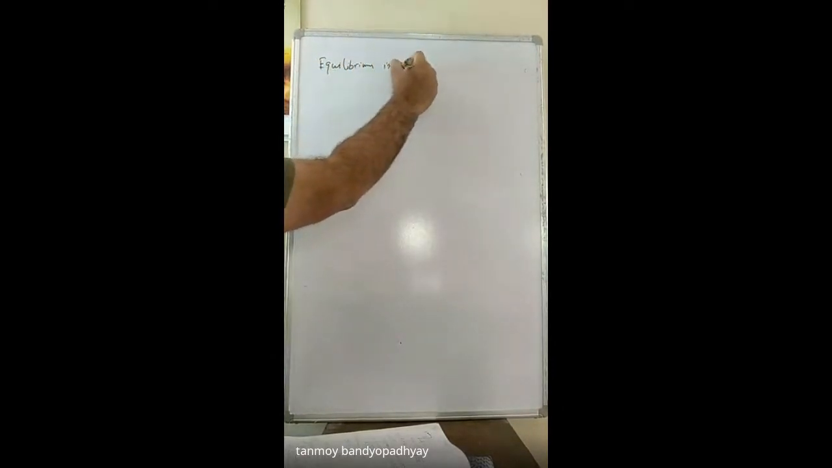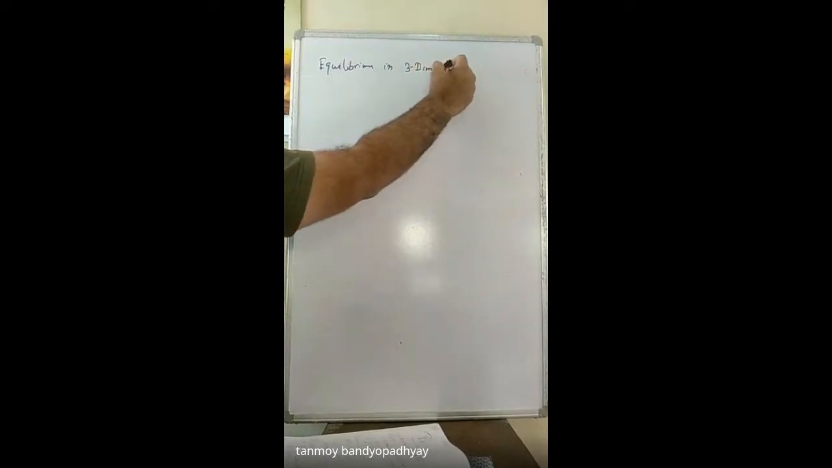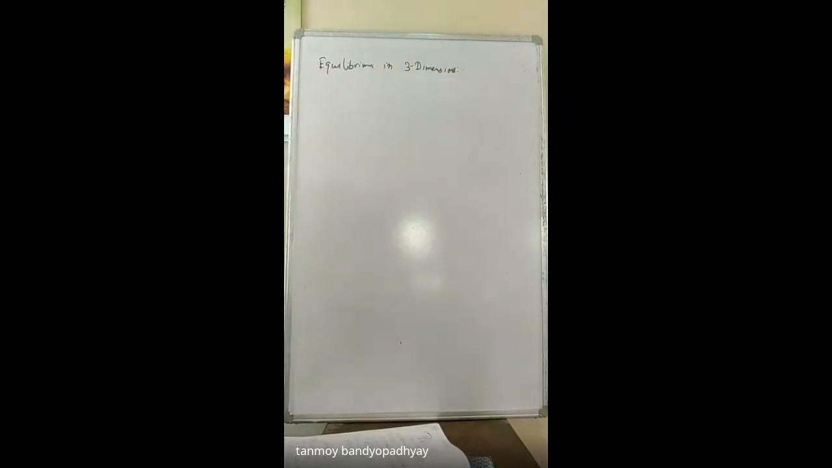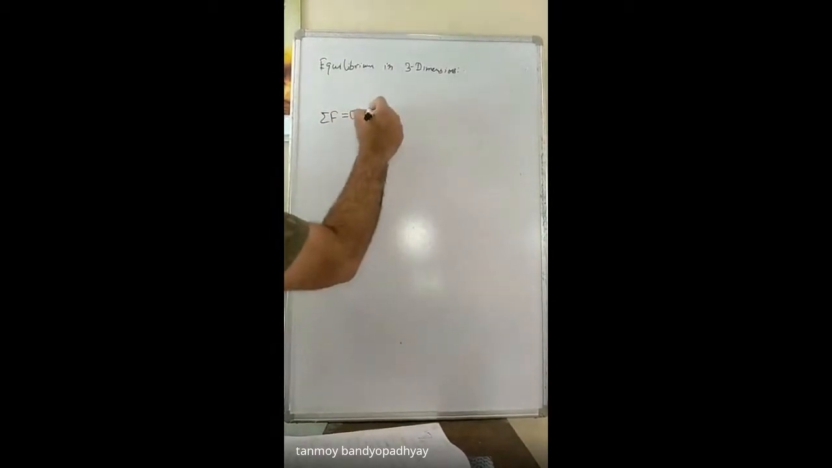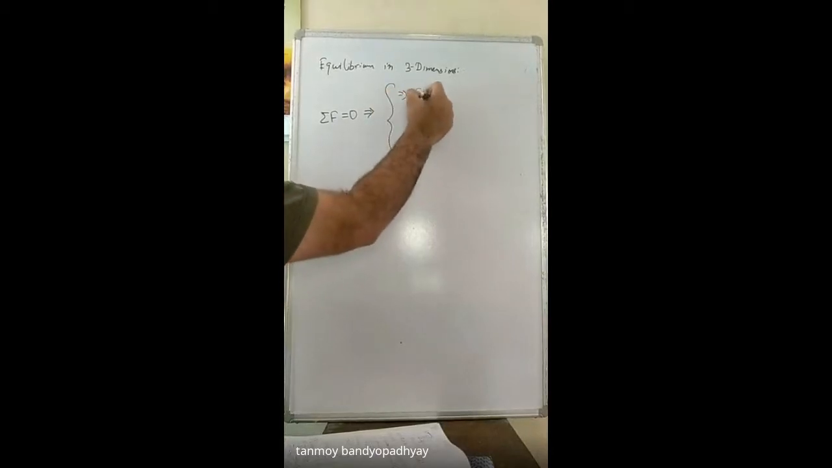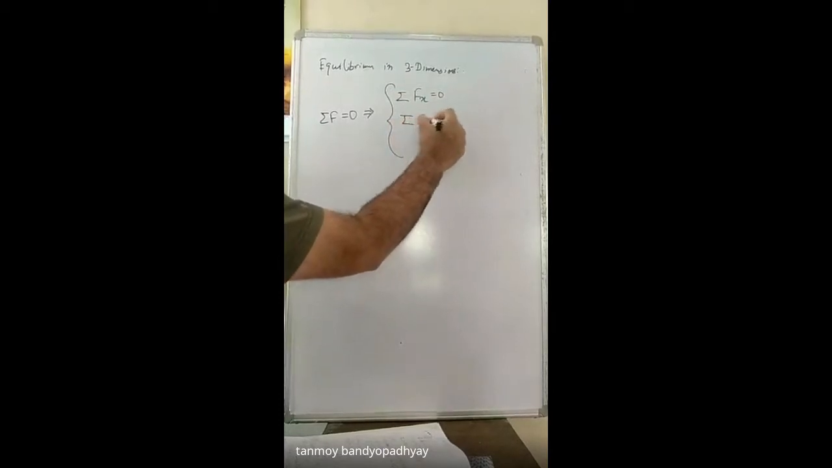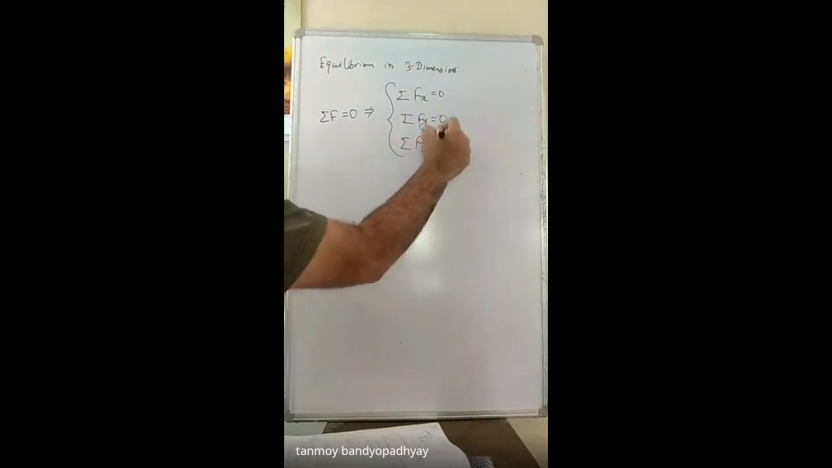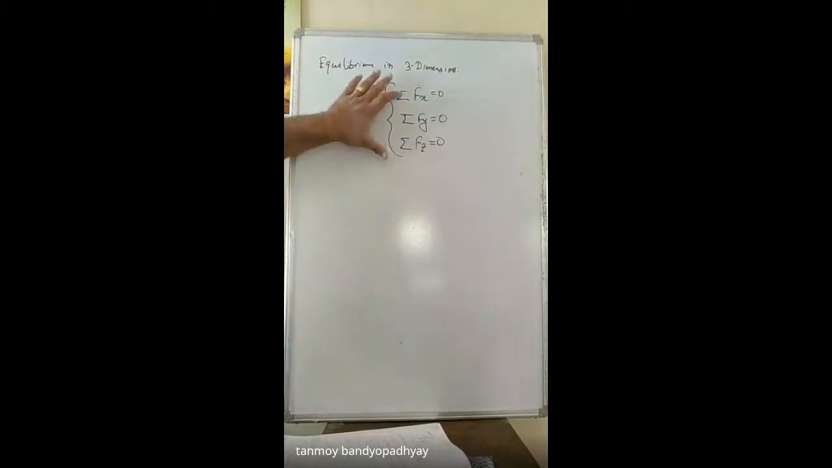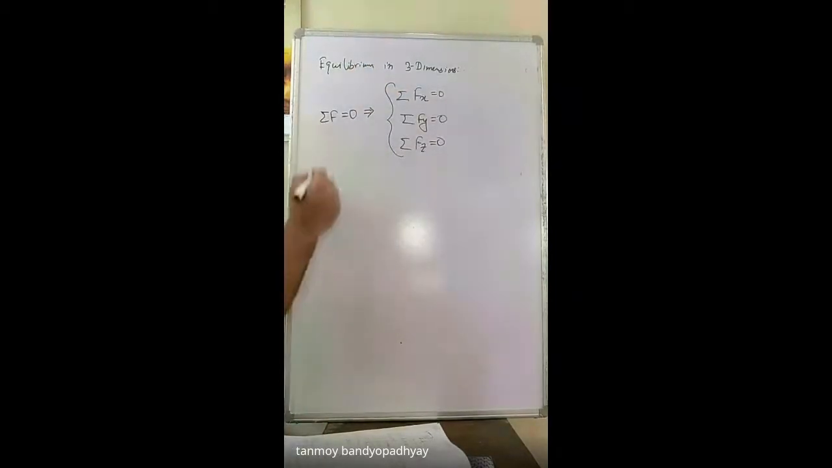So now we start our discussion on equilibrium in 3 dimensions. So let's go from the force equilibrium. If I put sigma F equal to 0, from here we can derive sigma Fx equal to 0, sigma Fy equal to 0, and sigma Fz equal to 0. So we'll be getting 3 independent equations based on the x, y, and z directional components. So this is the force equilibrium.